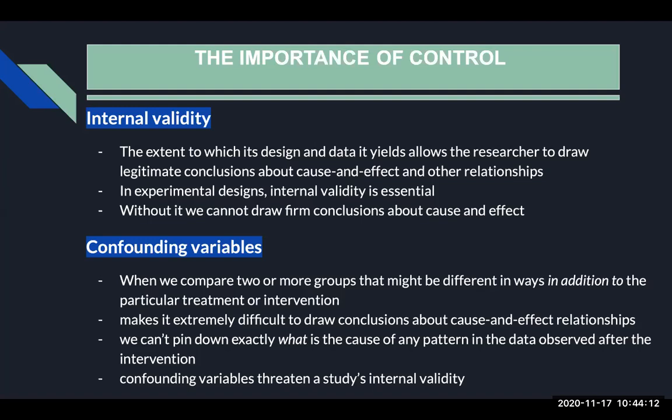Continuing on is the confounding variable. Whenever we have two or more groups that are or might be different in ways in addition to the particular treatment or intervention we are studying, we have confounding variables in the study. The presence of these variables makes it extremely difficult to draw conclusions about cause and effect because we can't pin down exactly what it is that causes any pattern in the data observed after the intervention. In other words, confounding variables threaten a study's internal validity.